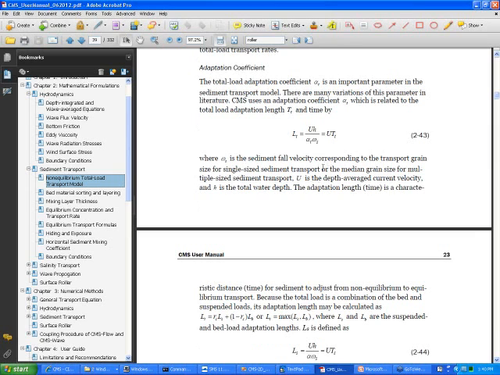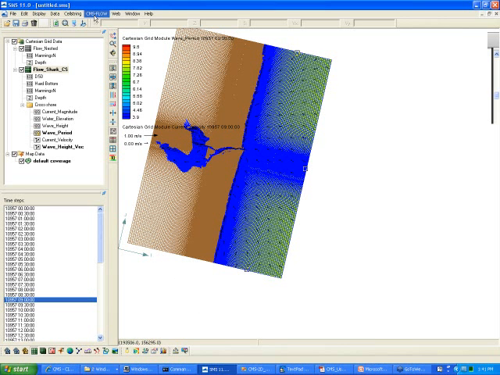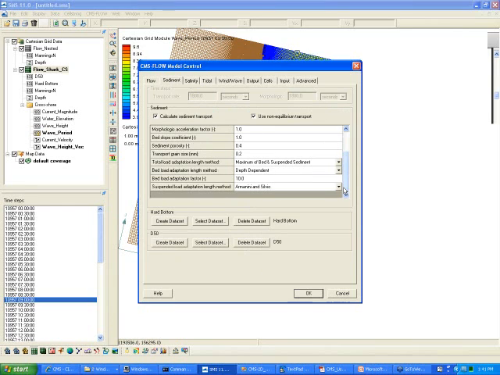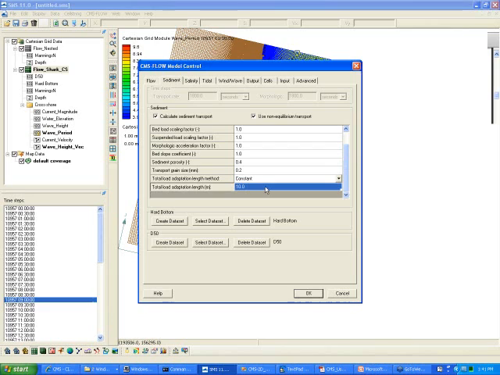What I recommend you start with when you start a project is to use a constant total load adaptation length. That's the simplest method, and let me show you how you do that in the interface. Go to sediment, turn on sediment transport. The total load adaptation length can be calculated as a constant. You can use the maximum of the bed and suspended, or you can use a weighted average of them. I always start with just a constant, and then modify that to get an idea of how sensitive my results are to that parameter.